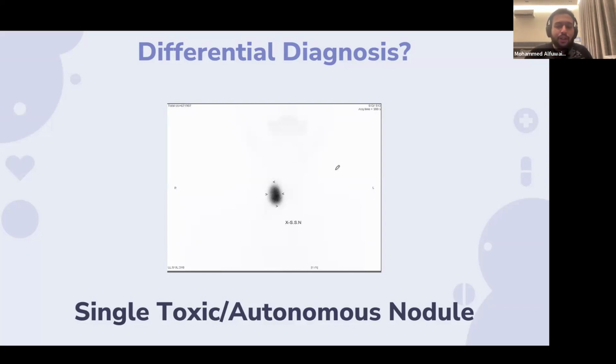If you can see the rest of the thyroid, then I'd say, okay, this is most likely just a hot nodule, okay? This is just something to know the image of. There's nothing else behind it. Okay.